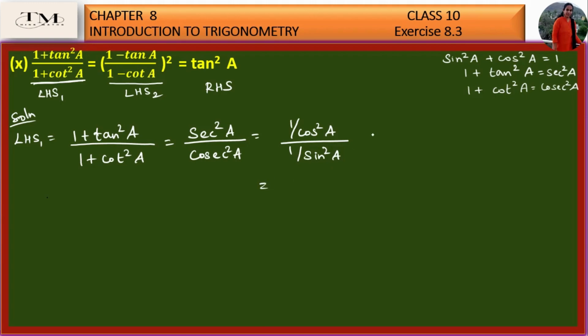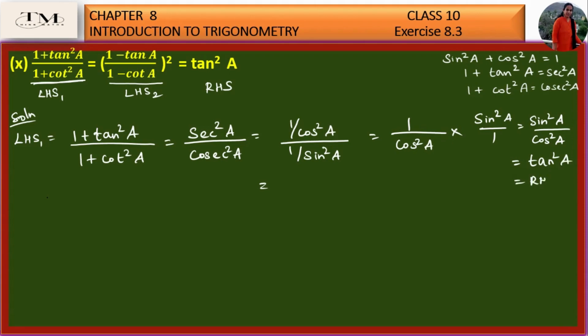Now we have 1 by cos square A. Taking the denominator to the numerator, it will change to a product and it will be inverted. So it will be sin square A divided by 1. So you will get sin square A divided by cos square A, because 1 into sin square is sin square, and cos square into 1 is cos square. Sin by cos is tan, so sin square by cos square is tan square A. So we got the RHS. In the same way, we have to take LHS 2.